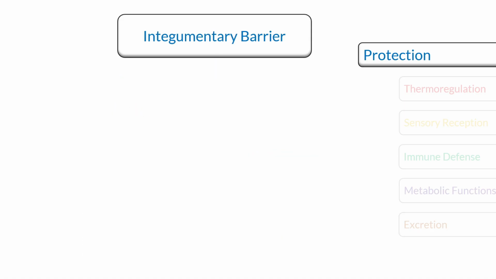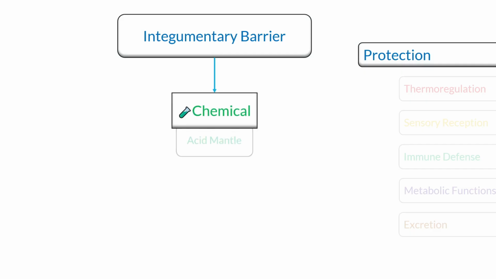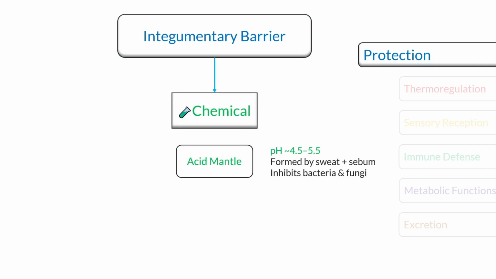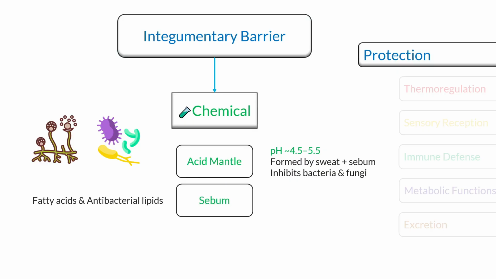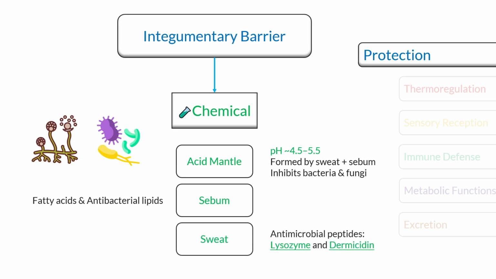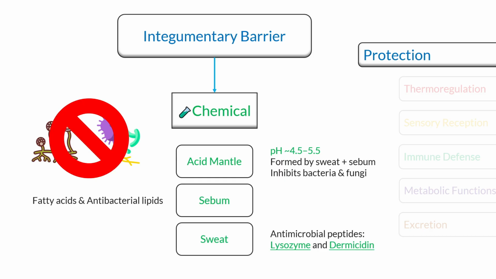The surface of the skin is slightly acidic due to the combined effects of sebum and sweat. This acid mantle inhibits the growth of many pathogenic bacteria and fungi. Sebum, secreted by sebaceous glands, contains fatty acids and antimicrobial lipids. Sweat, especially from eccrine glands, contains antimicrobial peptides such as lysozyme and dermacidin. Together, these create an inhospitable environment for pathogens.